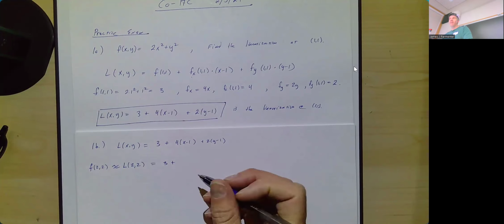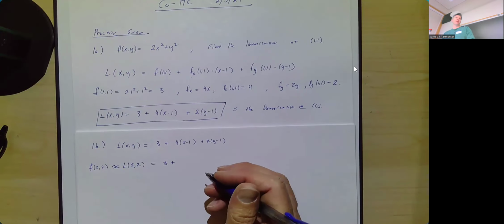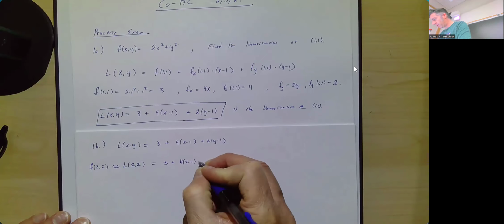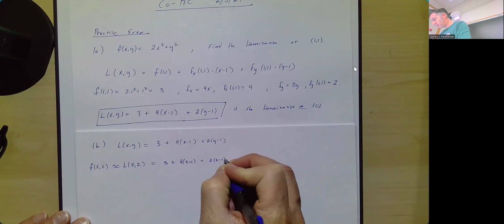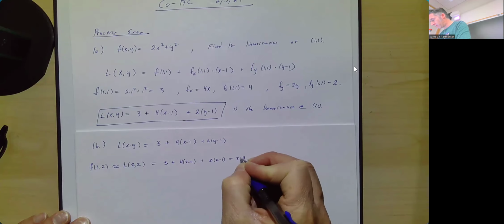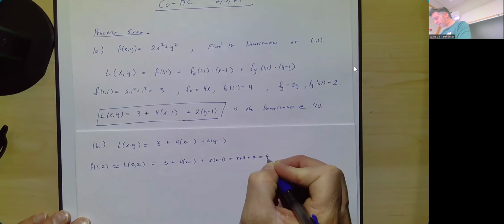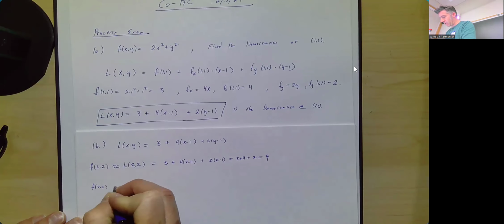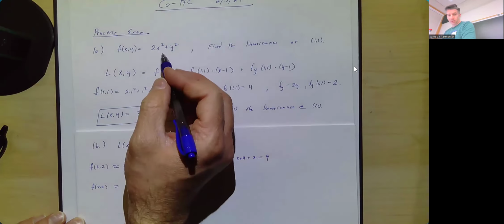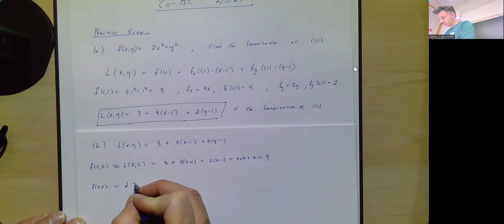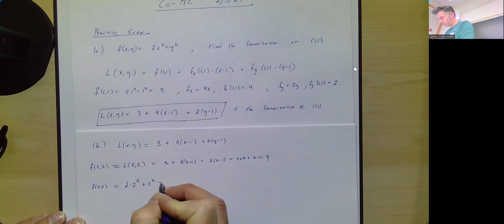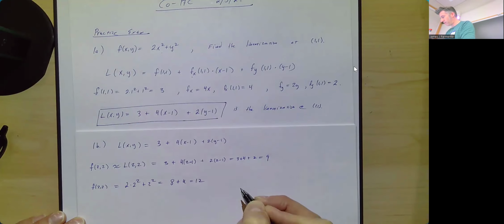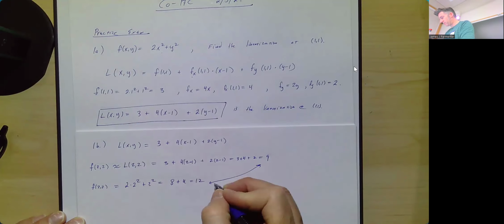But you don't need to show every little step if the arithmetic is pretty straightforward. But you can do this. 4 times 2 minus 1 plus 2 times 2 minus 1, which is 3 plus 4 plus 2, which is 9. Versus f of 2 is actually equal to, going back to the original function, 2 times 2 squared plus 2 squared, which is 2 times 4 plus 4, which is 12. Not that close.